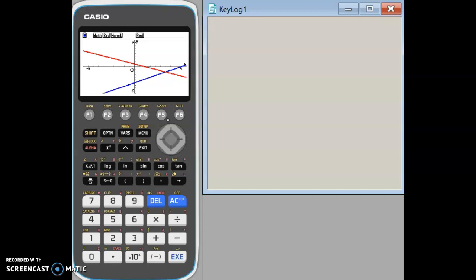To find that, we're going to hit G-solve, which is Shift F5. And we're actually trying to figure out where they intersect. So we hit F5 again. And it gives you the solution. So we know the solution is 6, -2. That is how you can do it on your graphing calculator.